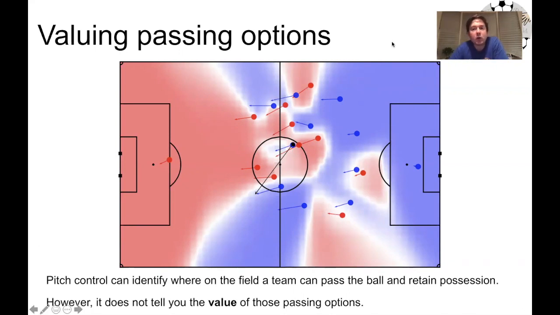So pitch control can show you all the options available to the player on the ball in terms of keeping possession, but it doesn't tell you anything about the value of these options. As far as pitch control is concerned, the pass that this player makes out to the left is just as good as passing it back to the goalkeeper. In both cases, they're very likely to retain possession. So if you want to be able to identify the best passing options, those options that are likely to improve the position of the team and increase their probability of scoring a goal in this possession, we need to add something else to the model.